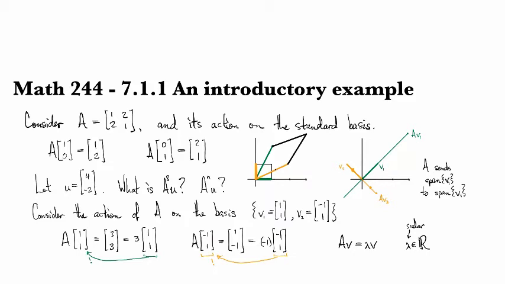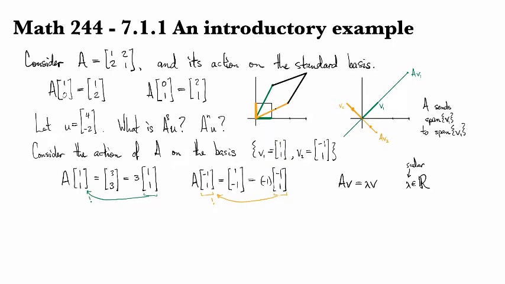So that's the idea that we're looking for. A acts very simply on this basis. A of v1 is 3v1, and A of v2 is minus 1 times v2. Usually matrix multiplication is complicated, but if you pick the right vectors, then it turns out to be the same as scalar multiplication.